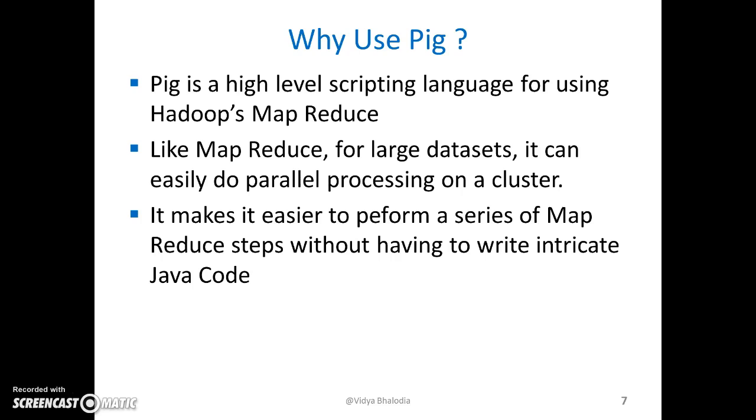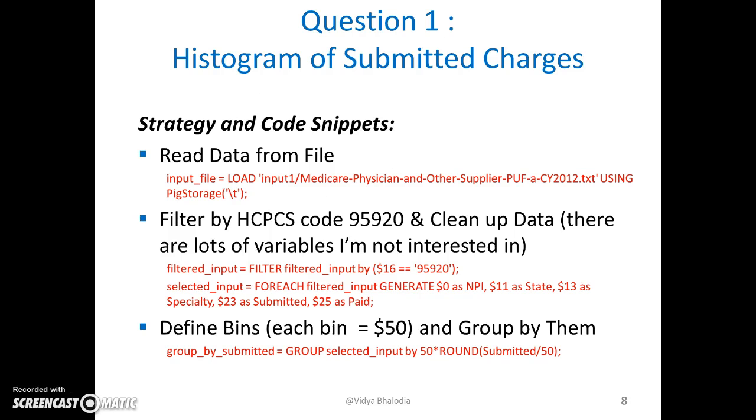PIG is a high-level scripting language for using Hadoop's MapReduce. Like MapReduce for large datasets, it can easily do parallel processing on a cluster. And it also makes it easier to perform a series of MapReduce steps without having to write intricate Java code. Things that may take hundreds or thousands of lines of Java code can easily be done in many cases with a few lines of PIG.